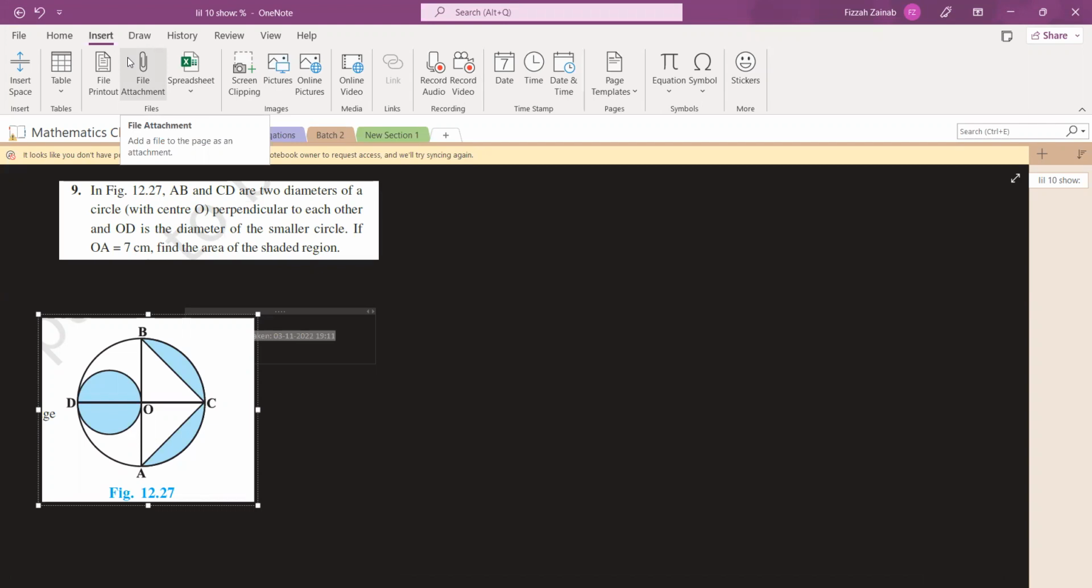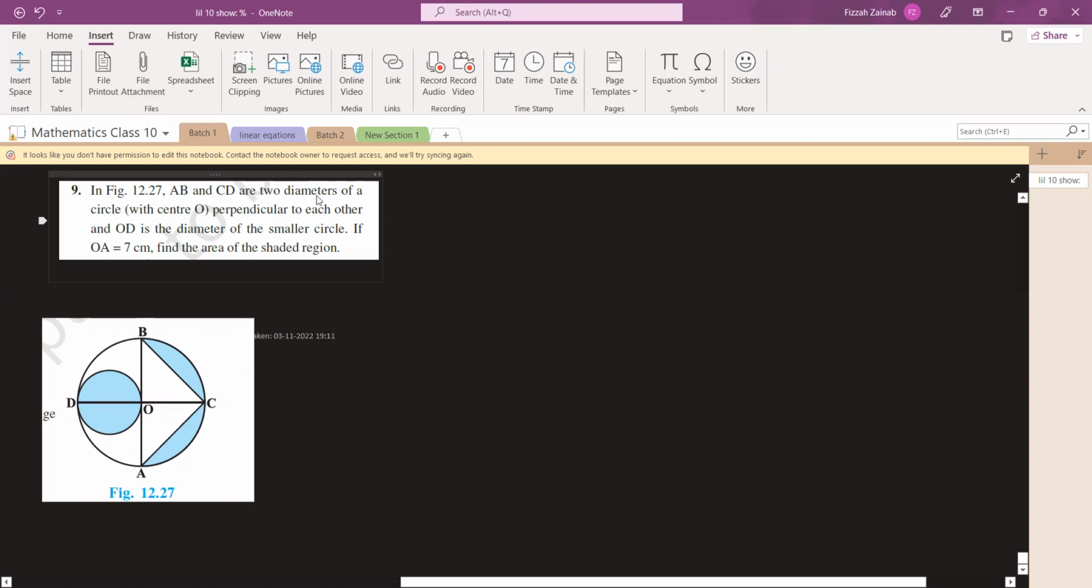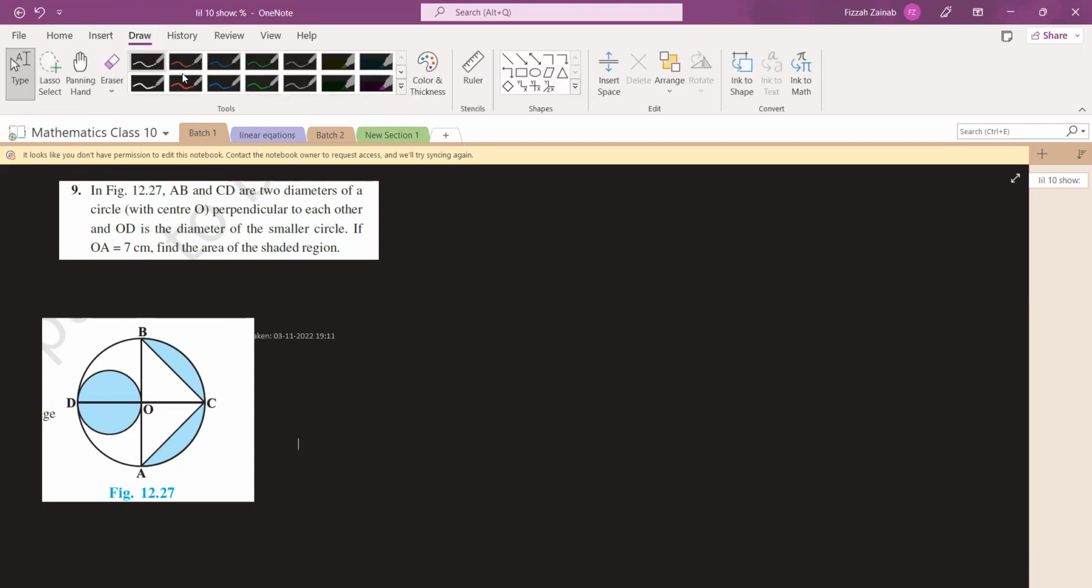Anyway, question number 9 now. In the figure, AB and CD are two diameters of a circle. So AB and CD in the figure, perpendicular to each other. That means this angle is 90 degrees, right? And OD is the diameter of the smaller circle. So can you see OD? Yes, ma'am. OA is 7, so this is 7 centimeter. Find the area of the shaded region.